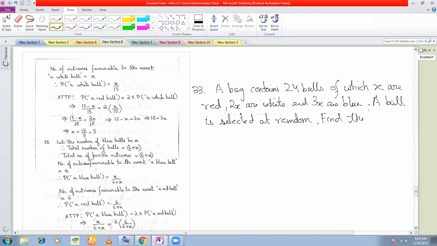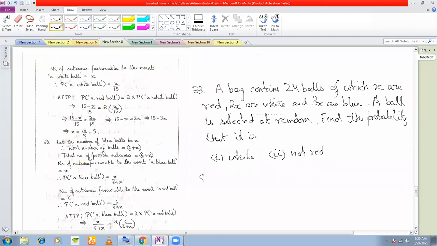Find the probability that it is one, white, and two, not red.